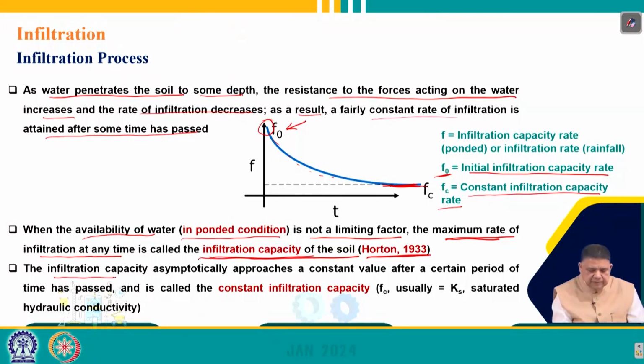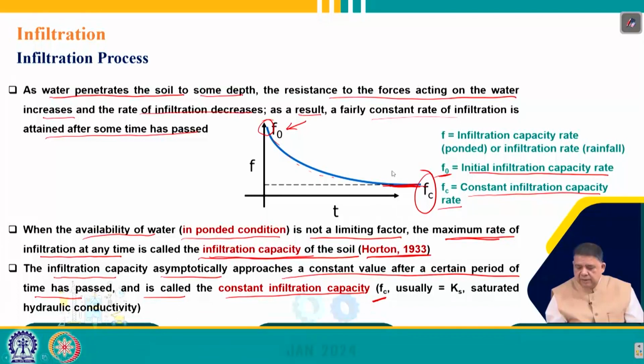And infiltration capacity asymptotically approaches a constant value after a certain period of time has passed, and is called the constant infiltration capacity Fc, which is here, as you can see. Typically this value is almost equal to Ks, which is the saturated hydraulic conductivity of the soil. So, if you continue the experimentation, obviously the constant infiltration capacity rate will be attained, which is Fc, and which is almost equal to the saturated hydraulic conductivity.